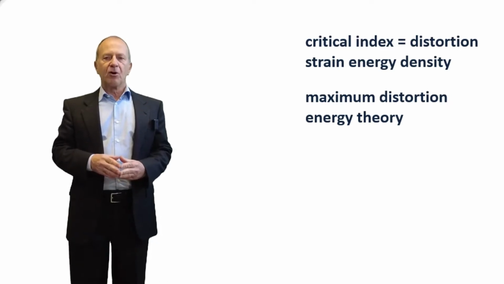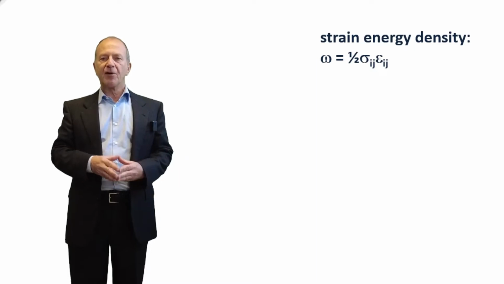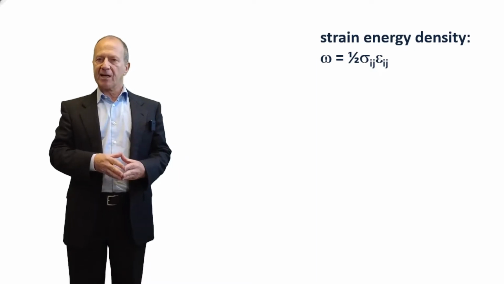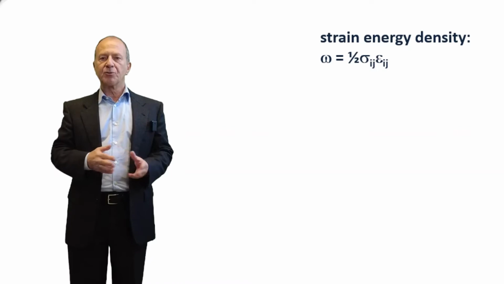First of all, recall that the strain energy density or elastic potential, omega, of any linear elastic material can be expressed as 1/2 of sigma ij epsilon ij, where a double summation over the subscripts i and j, which range from 1 to 3, is implied.